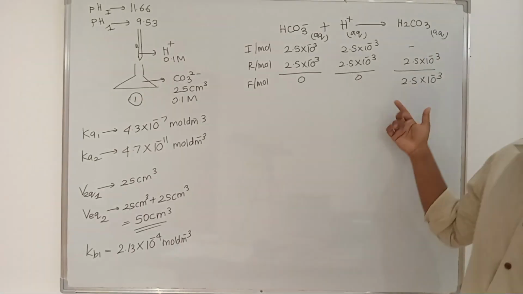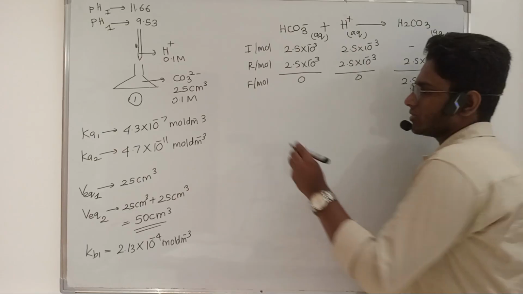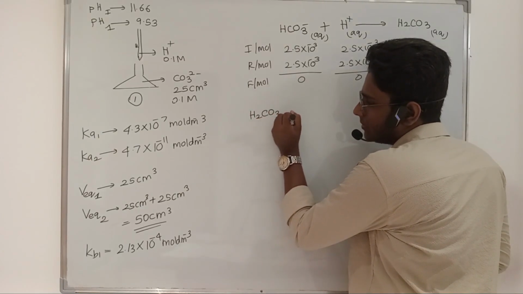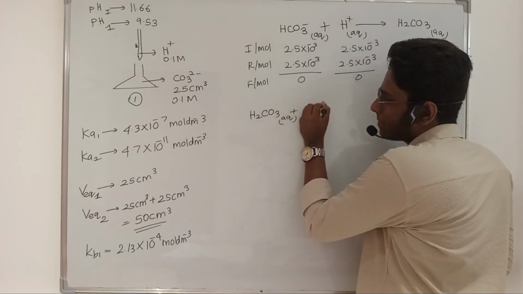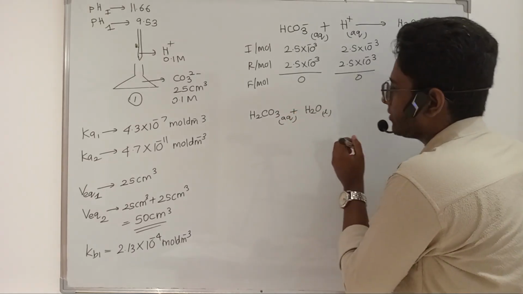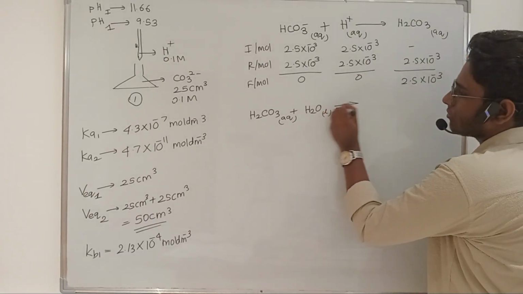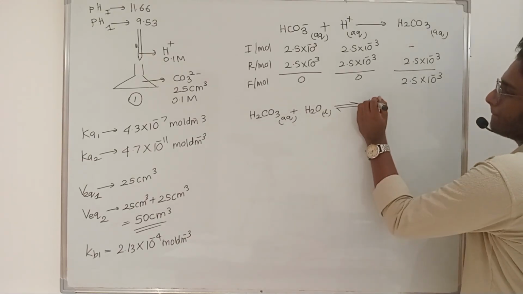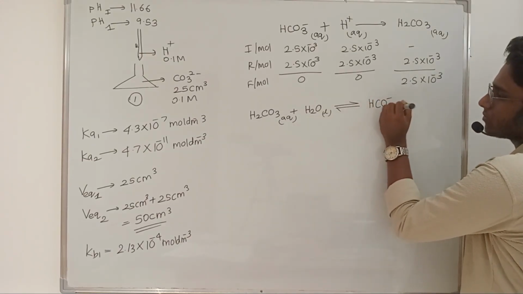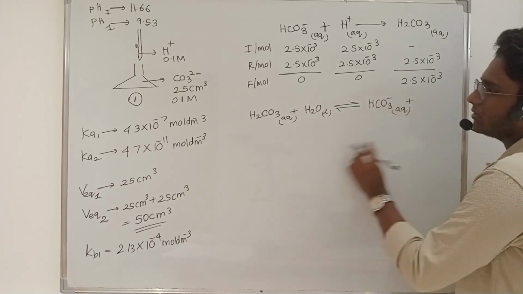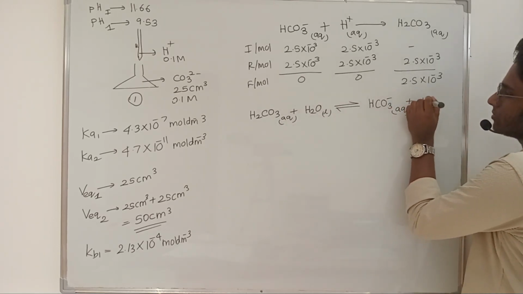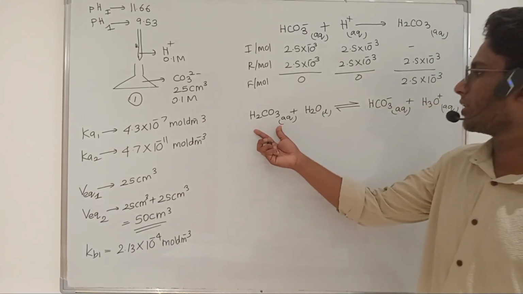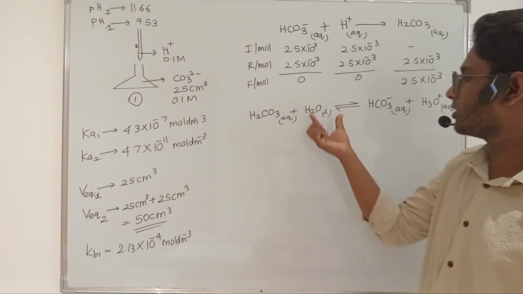This carbonic acid is going to ionize. So how will it ionize? It will ionize in water, and what will it form? Bicarbonate and H3O plus. That is what is going to form, because H2CO3 is going to release one H plus and water is going to accept that one H plus.